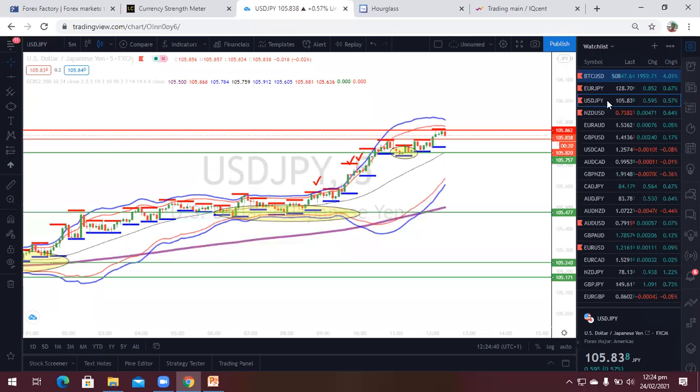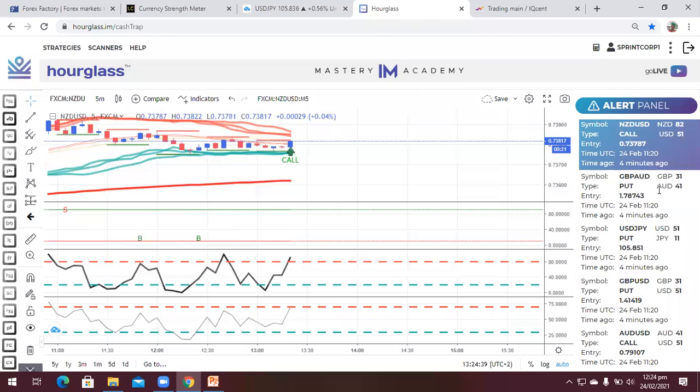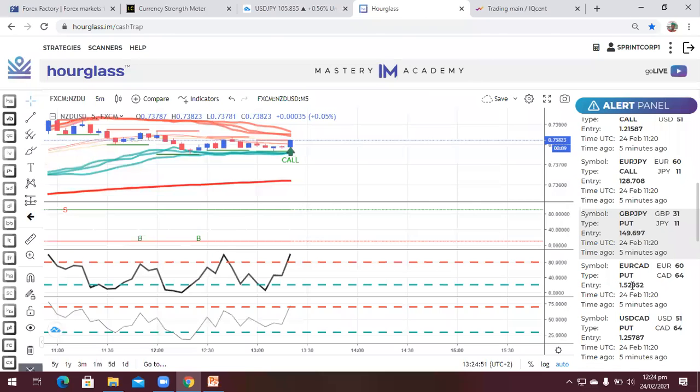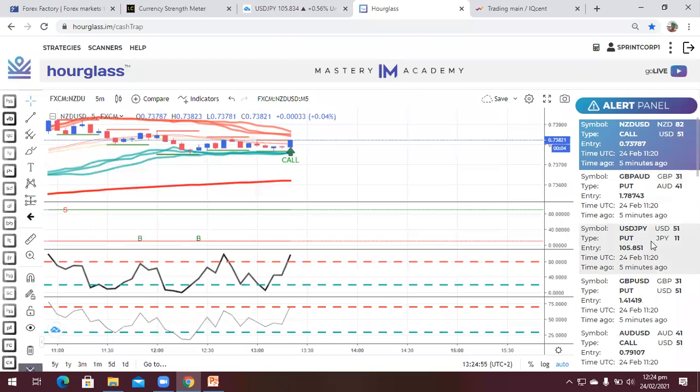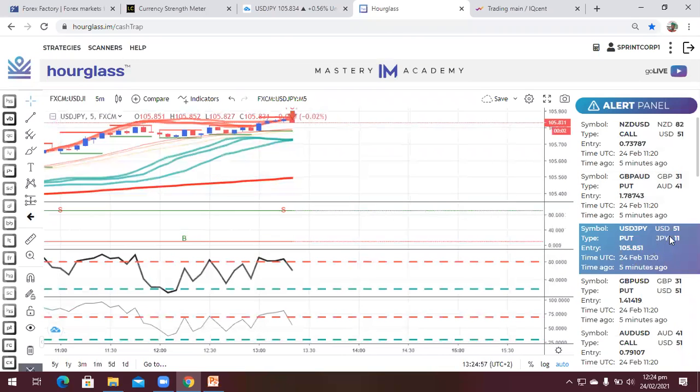I'm only working with two currency pairs today, just two, USD JPY and Euro JPY. So on USD JPY, you go to Hourglass, look for USD JPY, right? USD JPY, what's it called for? Good. It's calling for puts now.